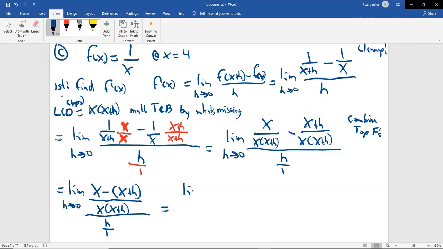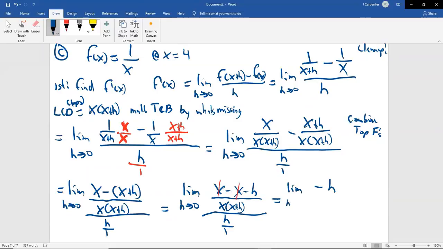Distribute. So that's x minus x minus h all over x times x plus h, then all over h over 1. The x minus the x is going to cancel. So on the top we have just a negative h. So this is the limit as h goes to 0 of negative h over x times x plus h. Then that's all over h over 1.